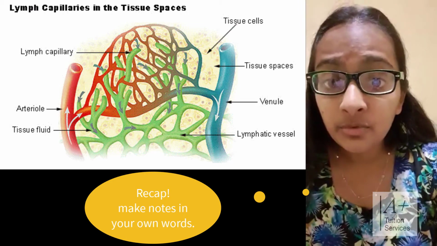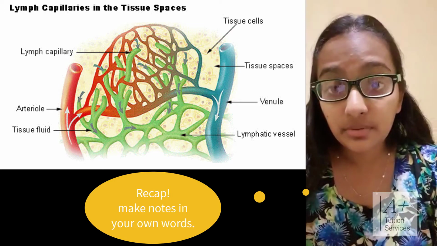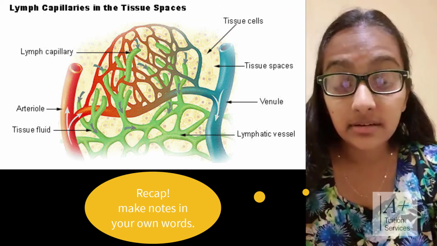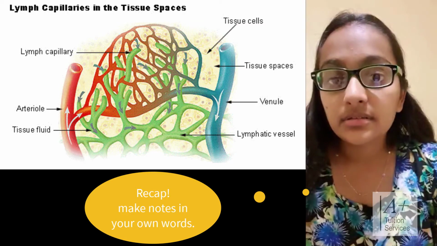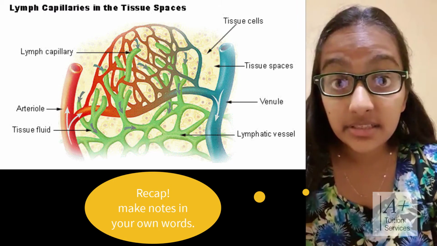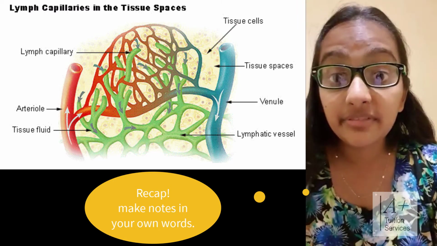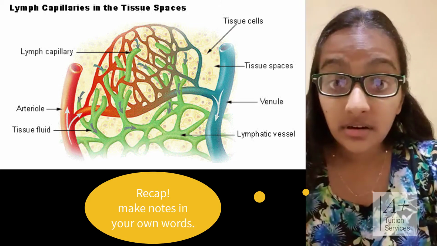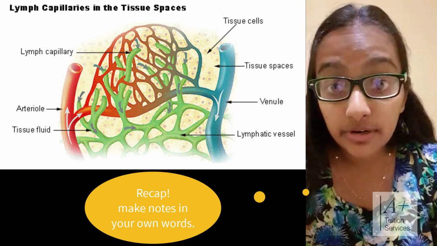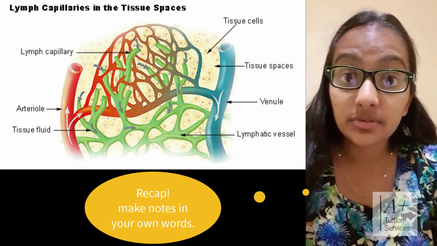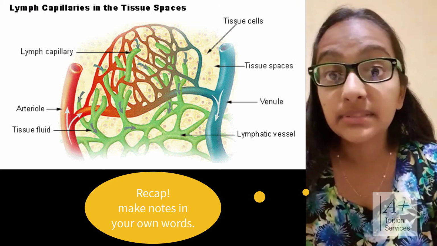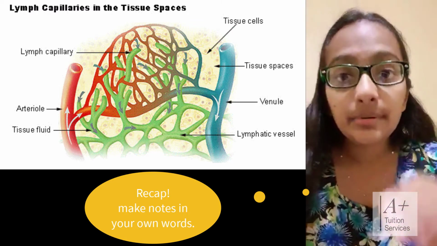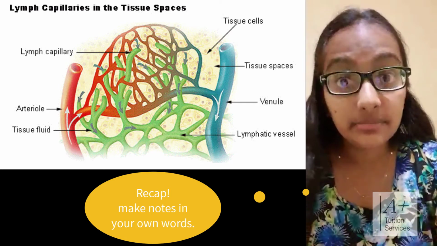So moving on to some key points, like a recap. When tissue fluid enters the lymph capillaries, it is termed lymph. Lymph consists of plasma and white blood cells, but it has no red blood cells or large plasma proteins because they can't pass through the tiny gaps in the capillary walls to get out of the capillaries. The capillaries meaning the blood capillaries, not the lymph capillaries.